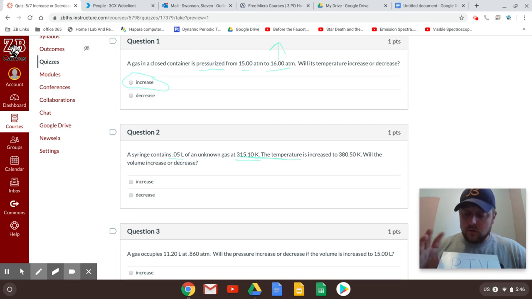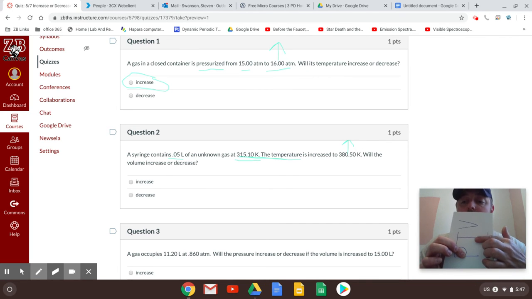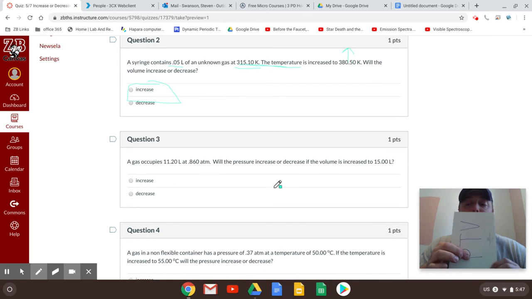Anyways, so we're going to assume that pressure is our constant. So we're going to put our finger on there. Okay. And so what happened to the temperature? It went from 315 to 380. That indicates an increase to me. So if temperature increases, so temperature went up, what happened to volume? It went up with it. So the volume should increase. Okay.